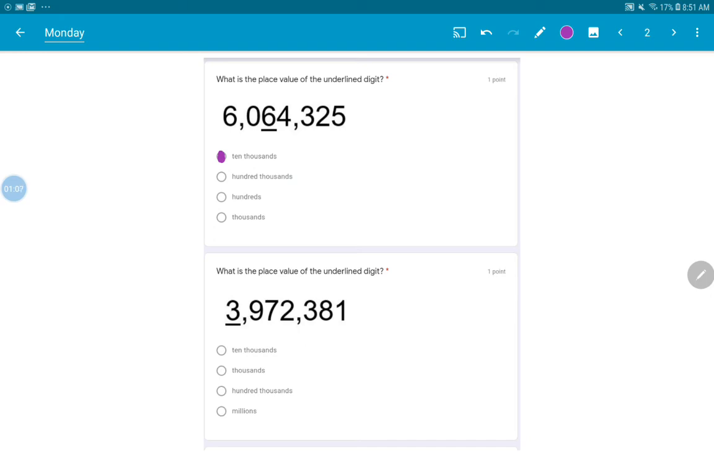You have the place value of the underlined digit 3 in the number 3,972,381. What's the place value, Brayley? 3 million. It's in the millions place value, and it has a value of 3 million. Very good.